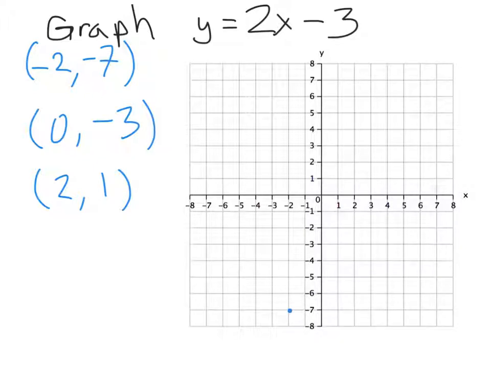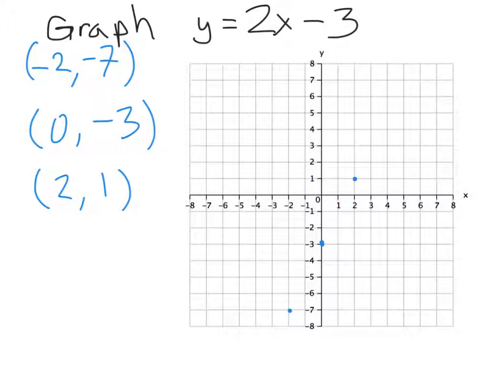Then we have 0, negative 3. So that means 0 left or right, so 0 in the x direction, we don't go left or right at all. And negative 3 in the y means we go down 3. Something about there. And then 2, 1, that means we're going to go right 2 and up 1. So our last point, right about there.